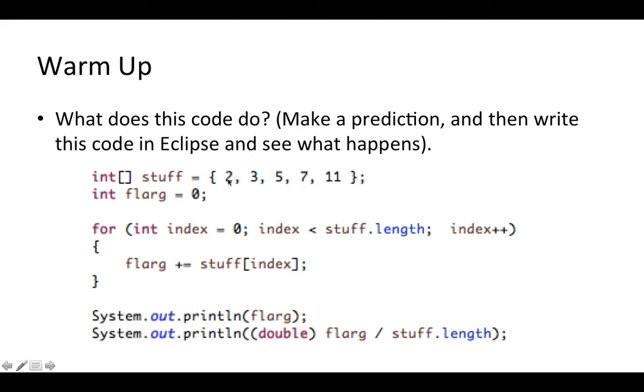So what you see here is that there are 1, 2, 3, 4, 5 elements in the array, so it's going to have a length of 5. And there are numbers already put inside of this array. So the number at index 0 is 2. The number at index 1 is 3. The number at index 2 is 5. Index 3 is 7. Index 4 is 11.